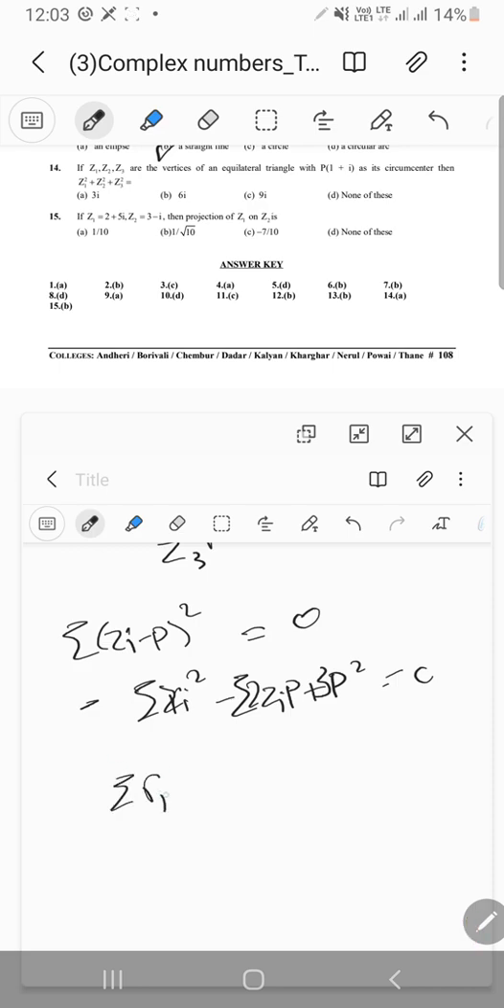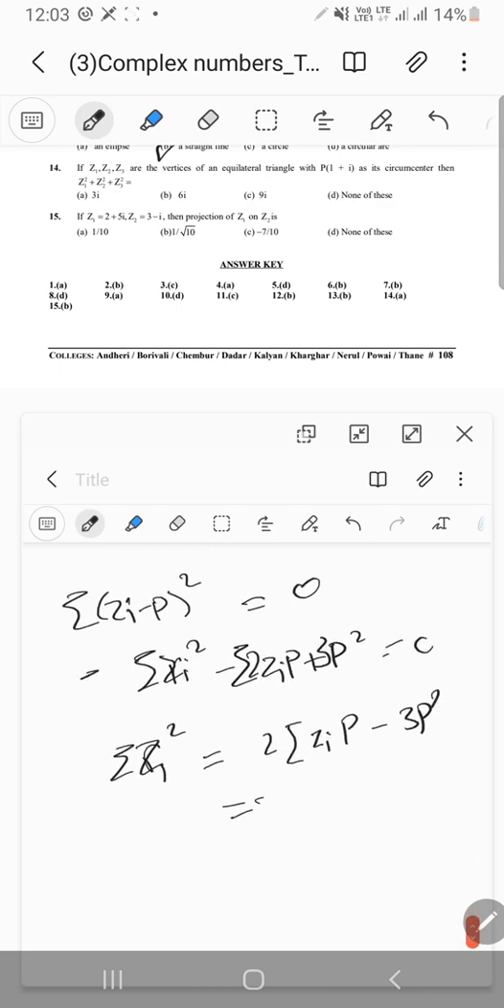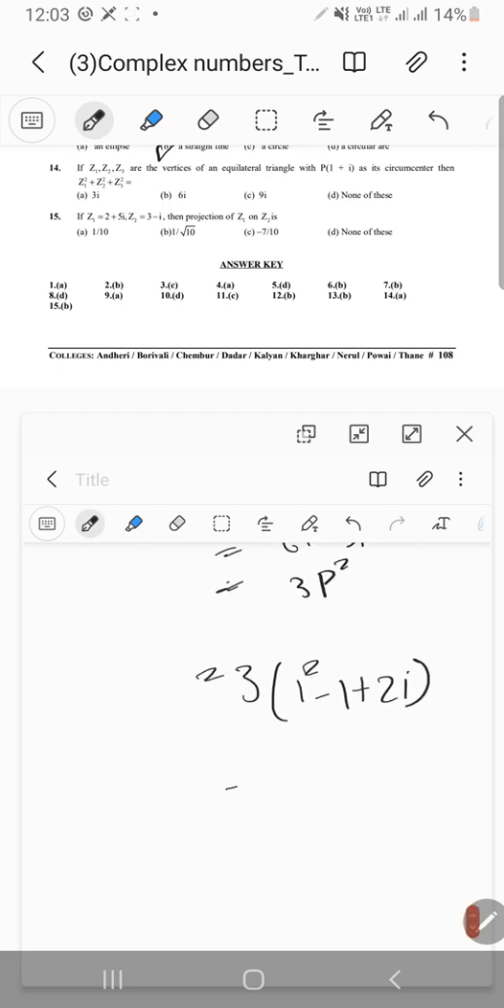Well, so we've got summation of zi squared equal to 2 times the summation of zi p minus 3p squared. So this is like 2p summation of zi. We know what this is, it's just going to be 3p. So 2p times 3p minus 3p squared, so just 6p squared minus 3p squared, which is 3p squared. So in this case, it's just going to be 3 times the square of this thing. So 1 squared plus iota squared is like minus 1 plus 2 iota. So it's going to be 6 iota.